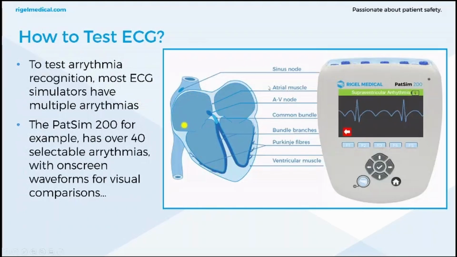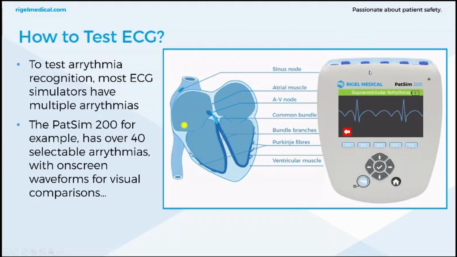So how do we test it? Well, most ECG simulators have multiple arrhythmias. The PatSim 200, for example, has over 40 selectable arrhythmias with on-screen waveforms for quick visual comparison. So you can look at this, compare it to the on-screen waveform of the patient monitor, and quickly establish if the patient monitor is measuring correctly and giving you the right waveform.